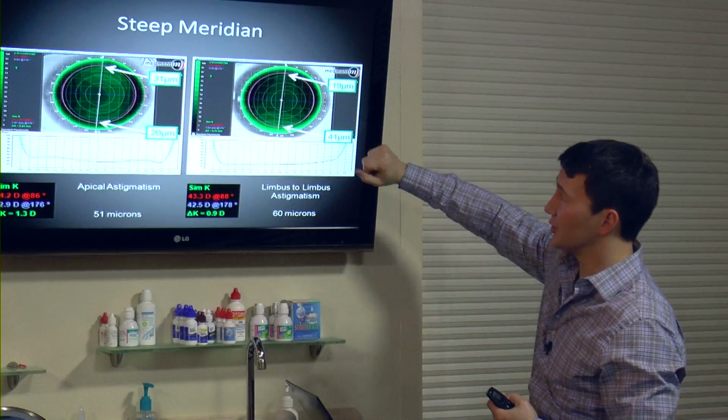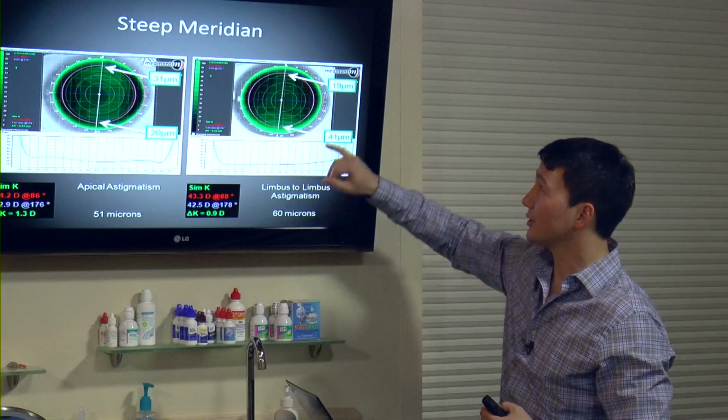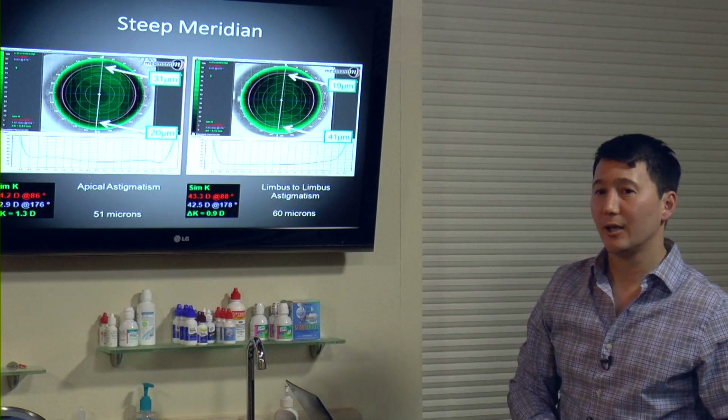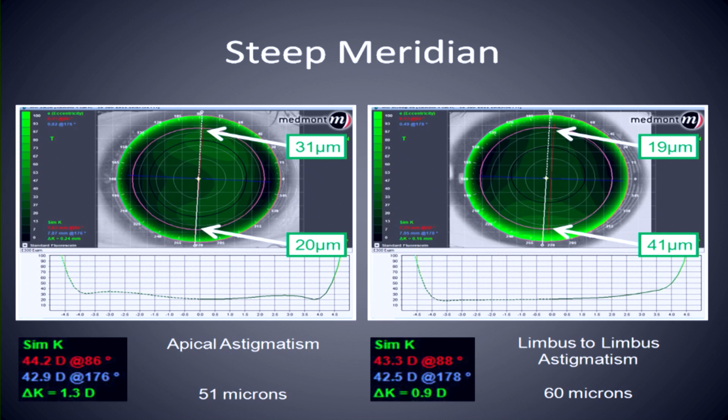In our limbus-to-limbus astigmatism, with less central corneal sag, we actually have more total fluid underneath the lens. And it's strictly because we're not dealing with an apical astigmatism. We're dealing with a limbus-to-limbus astigmatism. So this eye has far more depth, far more curve from the center all the way to the periphery.